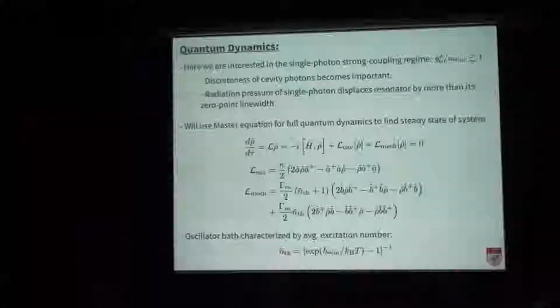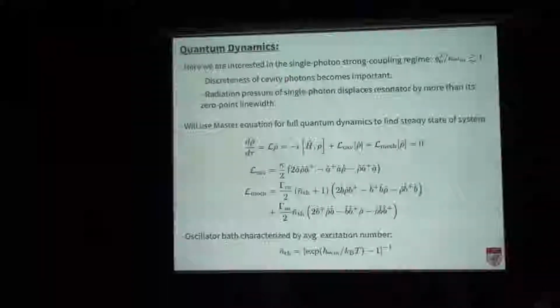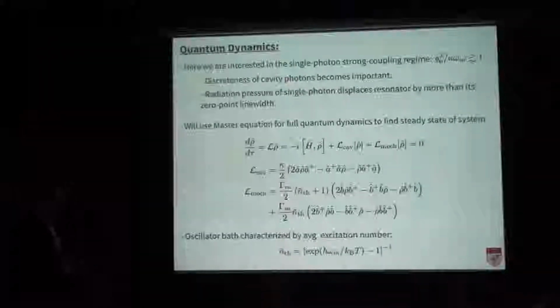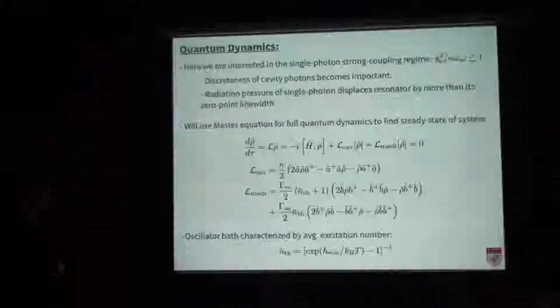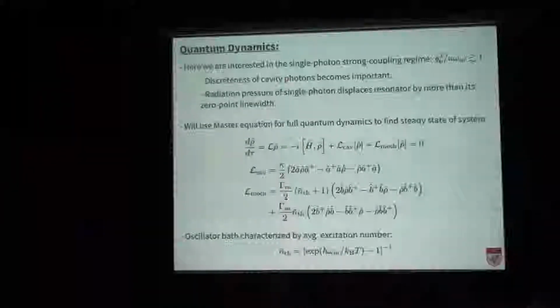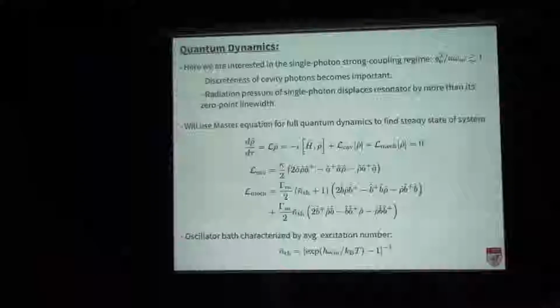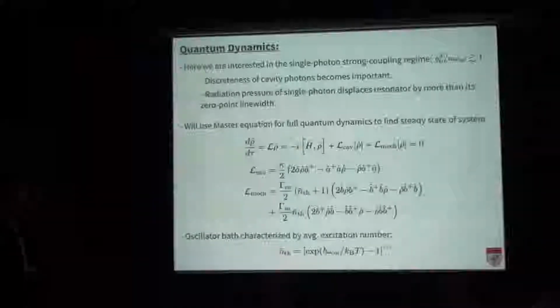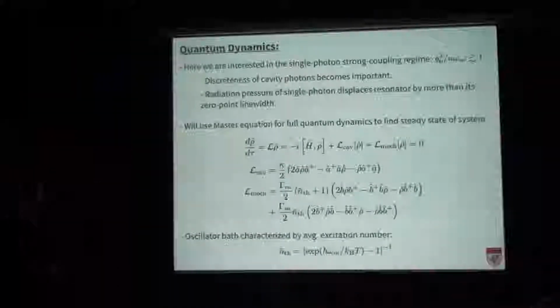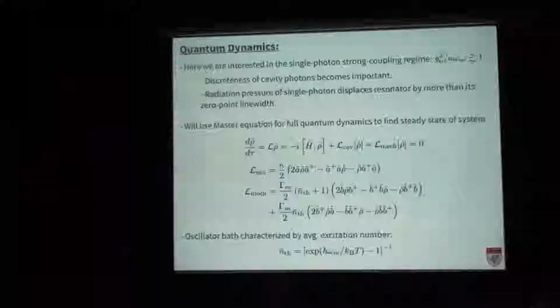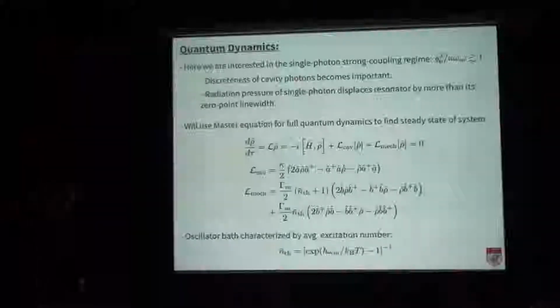So the most basic trick that one can do to solve for the dynamics is to go to what's called a master equation. Okay, a master equation is just an equation for the density matrix of a quantum system that takes into account the fact that you can lose energy to an environment. Okay. So this is the equation to find a steady state solution for an optomechanical problem.